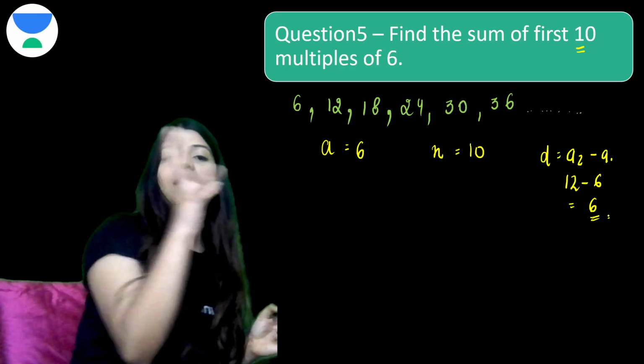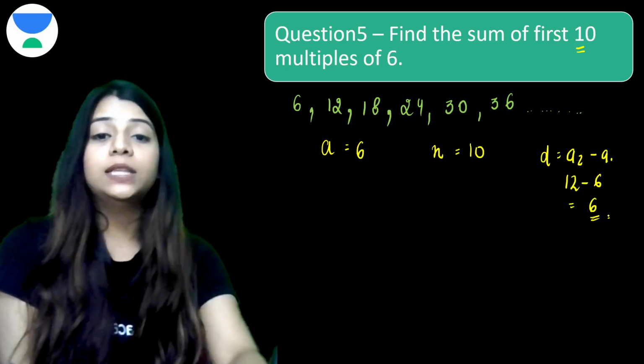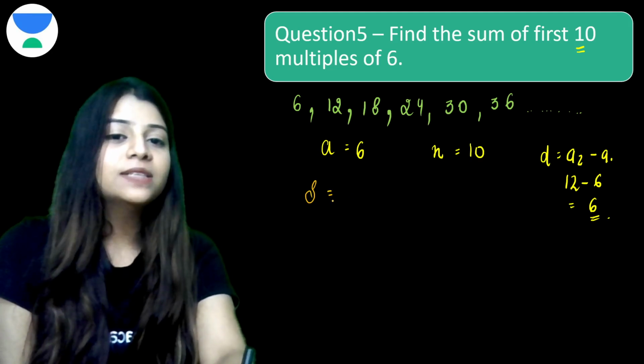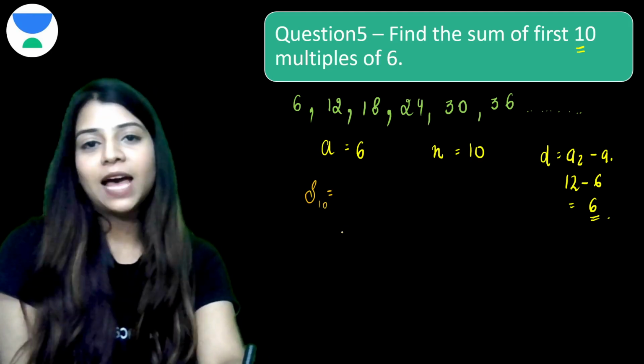All right. So here I have the initial values, and I have to calculate the sum. So the formula for the sum is, I hope that you all remember, the sum of the first 10 terms I have to calculate.